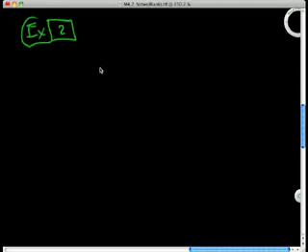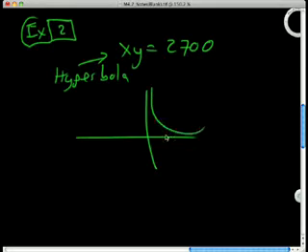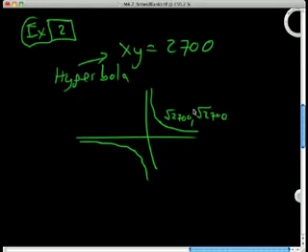Example 2 has one of the equations. What is it? XY equals 2700, which is a hyperbola. We haven't talked about those yet, but it's a hyperbola where your asymptotes are actually your axes. And I think this point, the square root of 2700, comma, the square root of 2700, is how you can find your vertex.